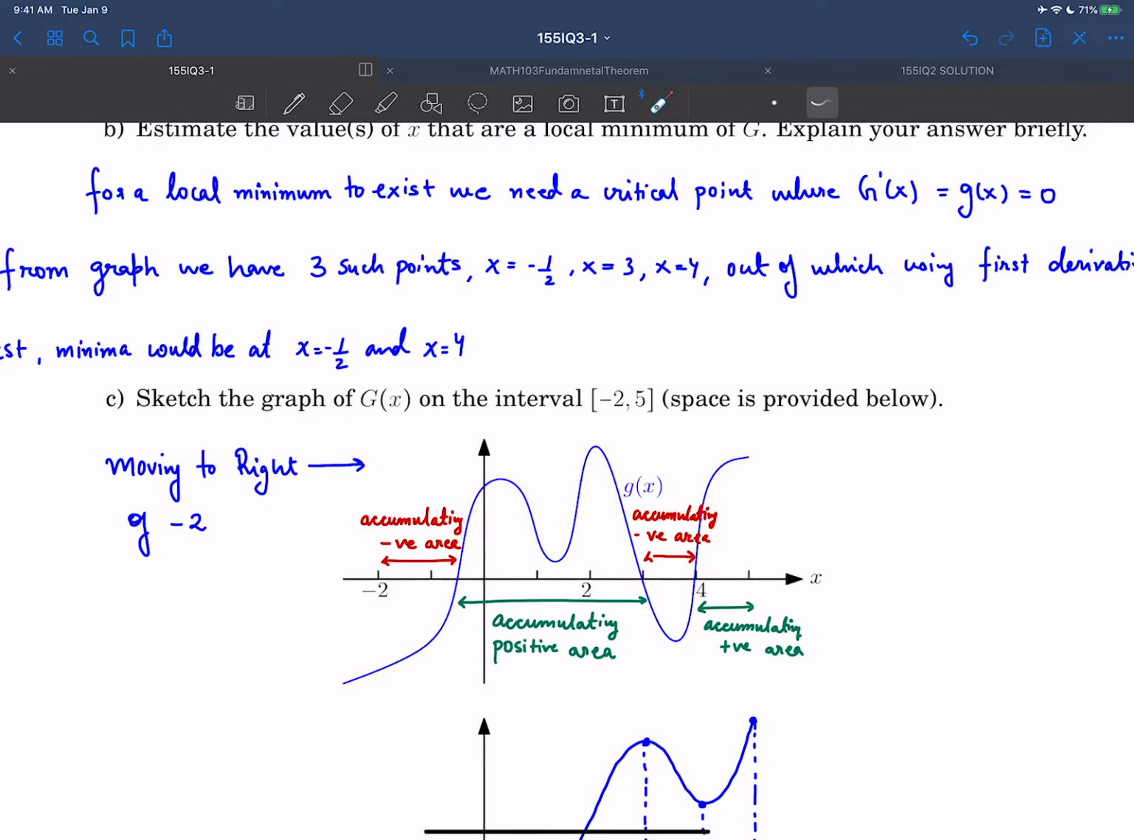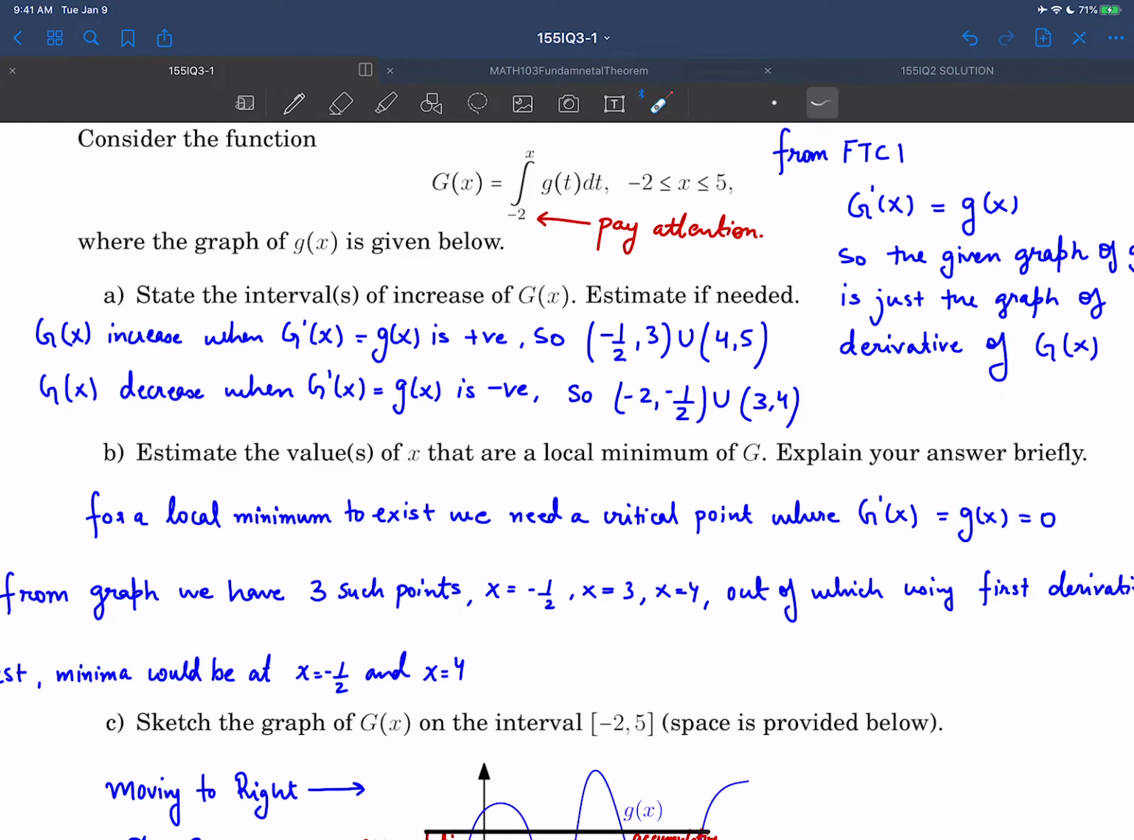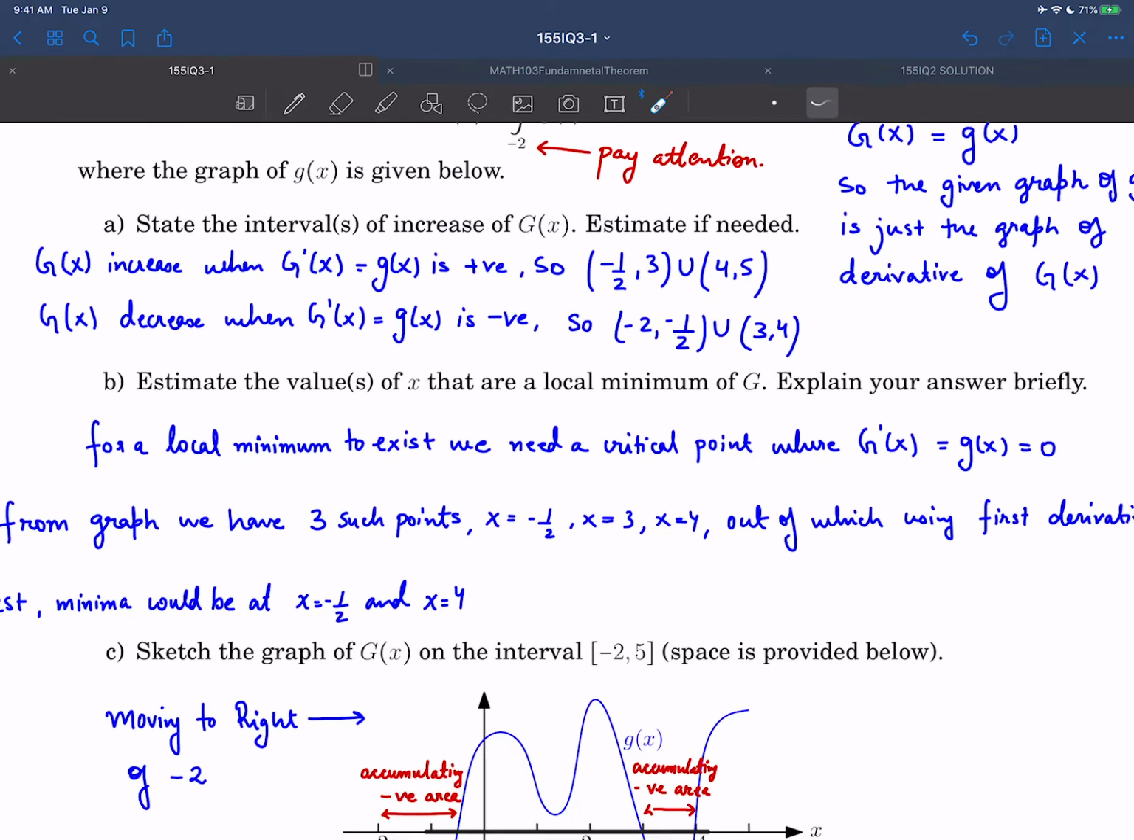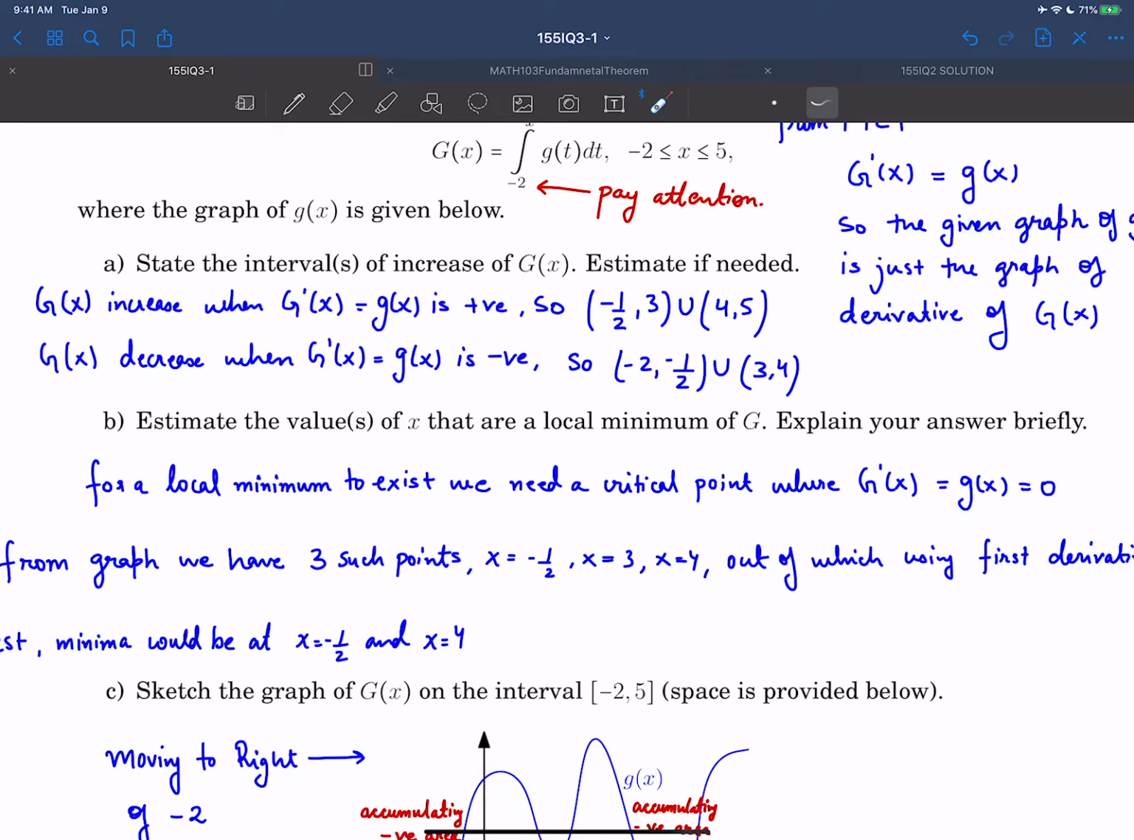To approximate, this point is probably going to be negative 1/2, and up to this point, which is 3, and then 4 to 5. So the interval where G increases is from negative 1/2 up to 3, union 4 to 5, because that's the zone where this graph is positive. Having this graph positive means the derivative of capital G is positive, and having a positive derivative means the function is increasing. You can apply the same thing on the other portion where they're asking you about the decrease.